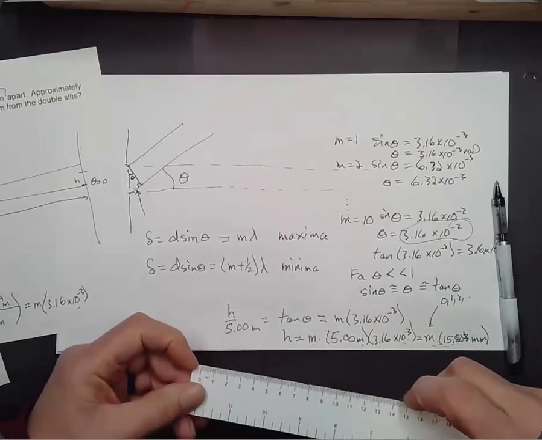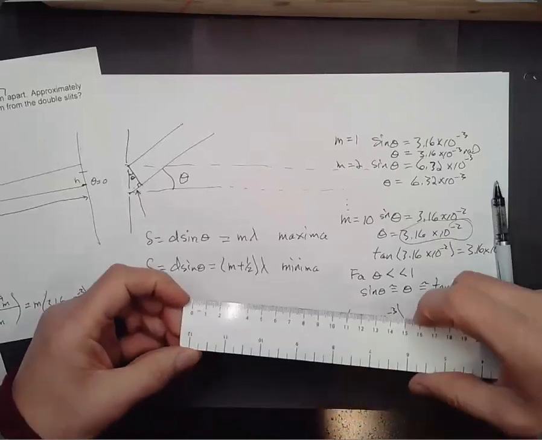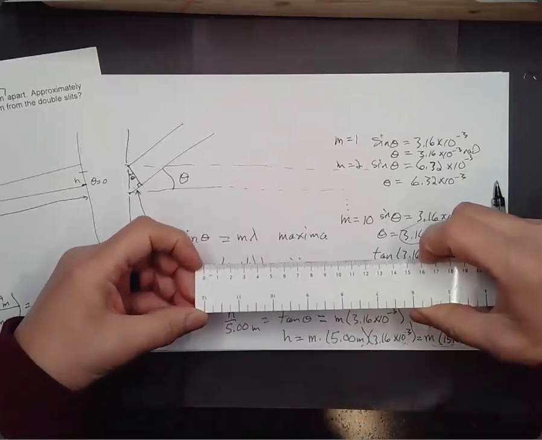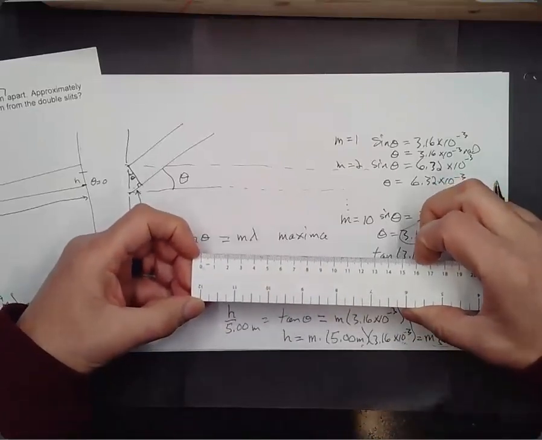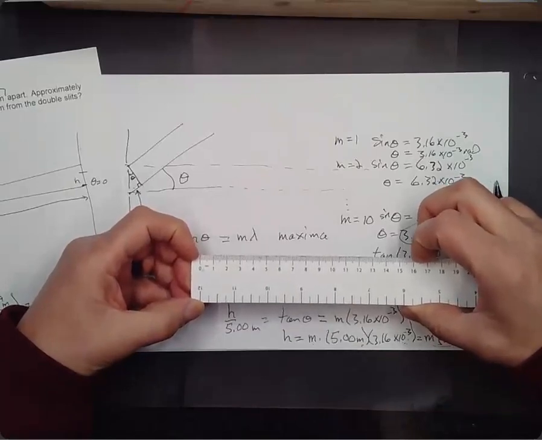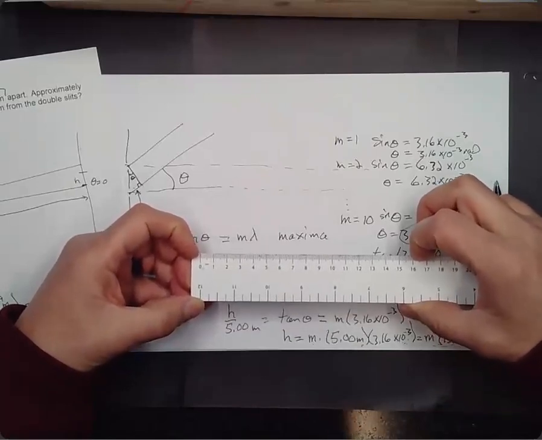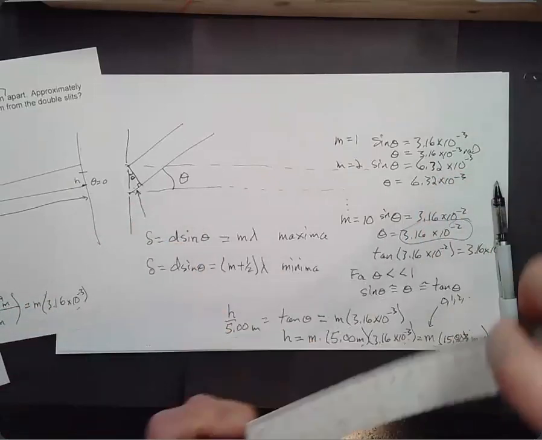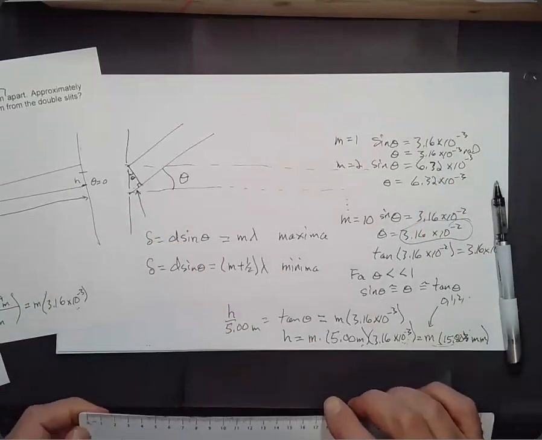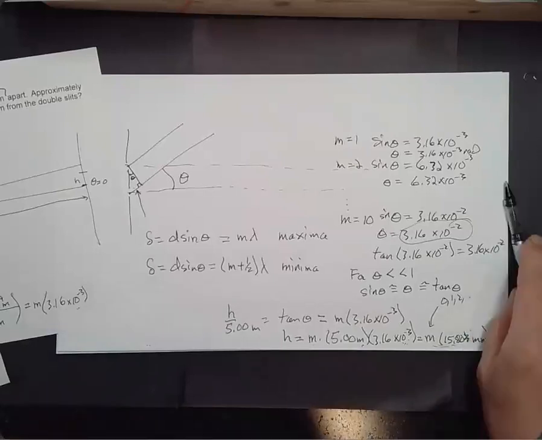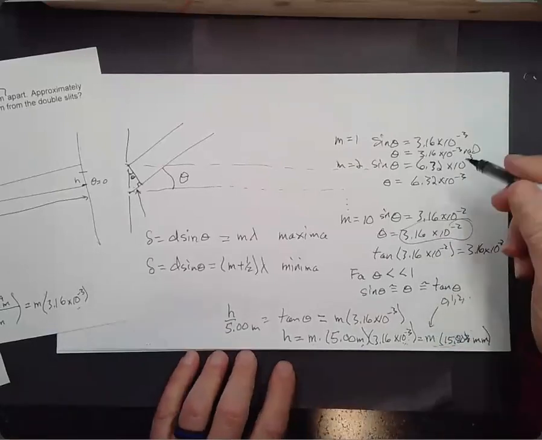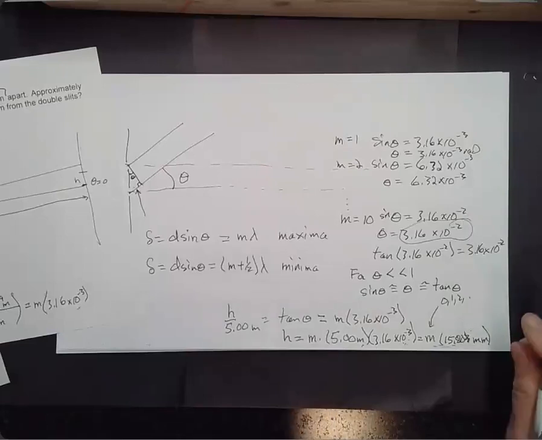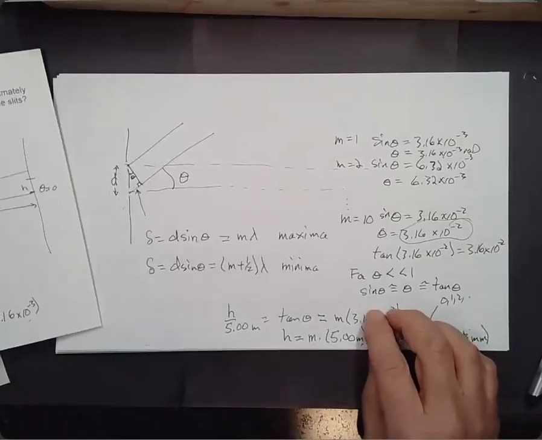So here we are at 15.8 millimeters, and you'd have 10 bright fringes, actually 11 if you count the 0th one. You'd have 11 bright fringes between my fingers here on this screen that's 5 meters away. And they're going to be evenly spaced going vertical as you do that. So that's kind of an interesting problem.